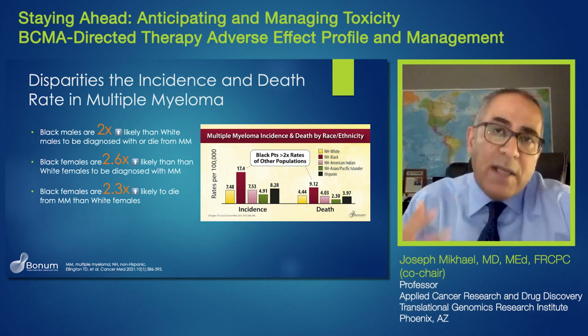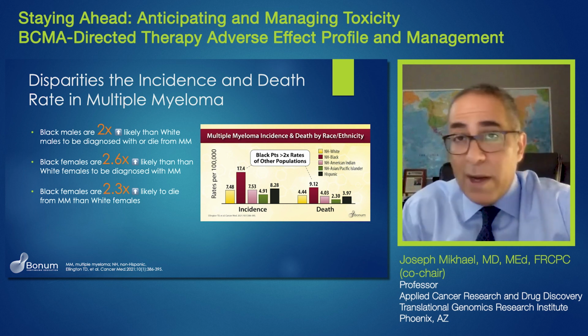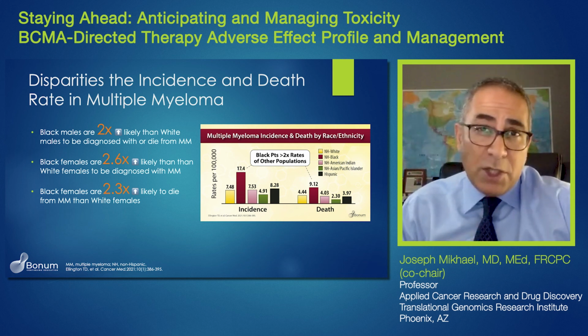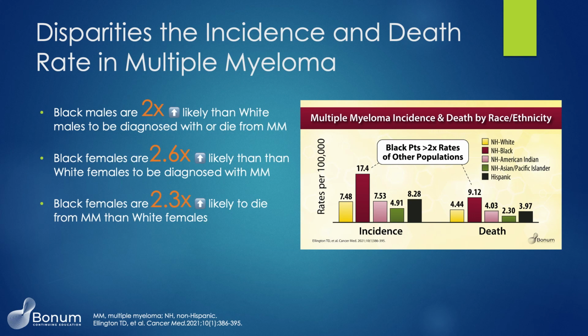And this emphasizes a critical point of the disparities that we see in multiple myeloma. We know that myeloma is twice as common in the African-American population, but we also know it's not just an incidence issue, it really is a survival issue. And so you can see from the data here, which is worrisome, that incidence is twice as high, but yet you see the death rate also being twice as high. So all of this great improvement in survival we've seen in myeloma has not been seen to the same degree in the African-American population. Black females are 2.6 times more likely than white females to be diagnosed, and Black females are 2.3 times more likely to die from myeloma than white females.